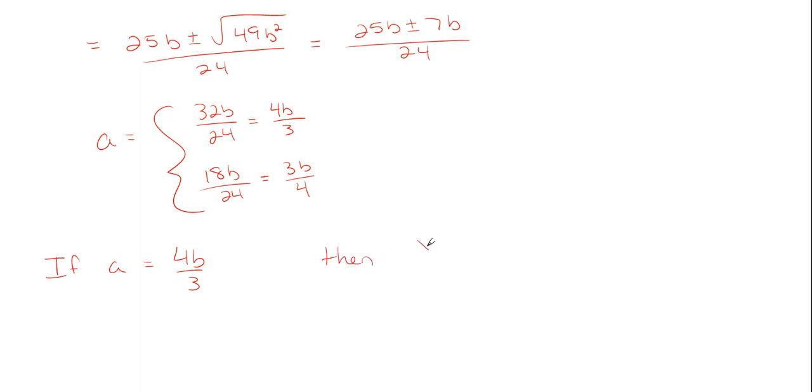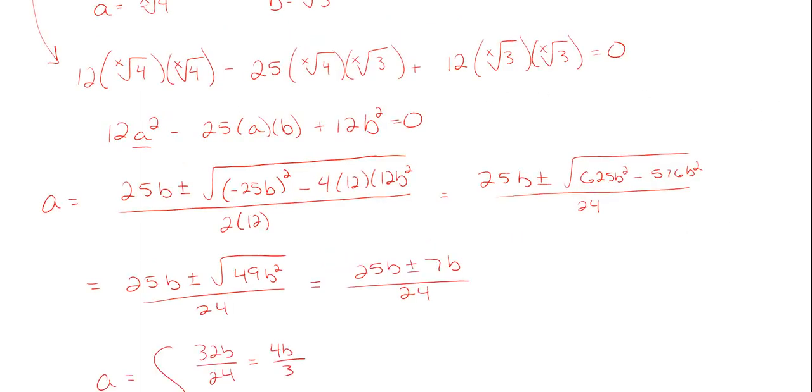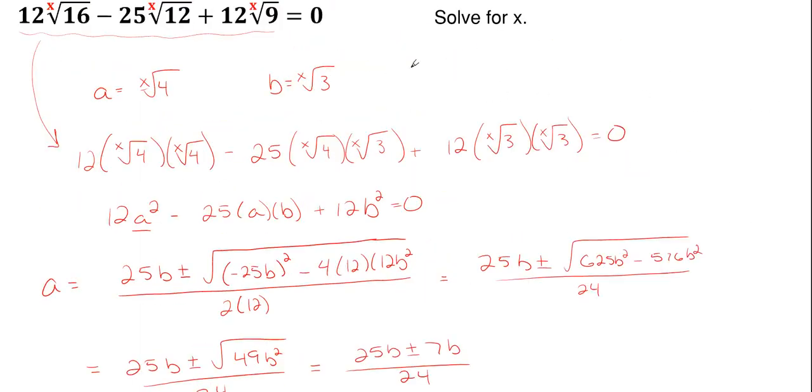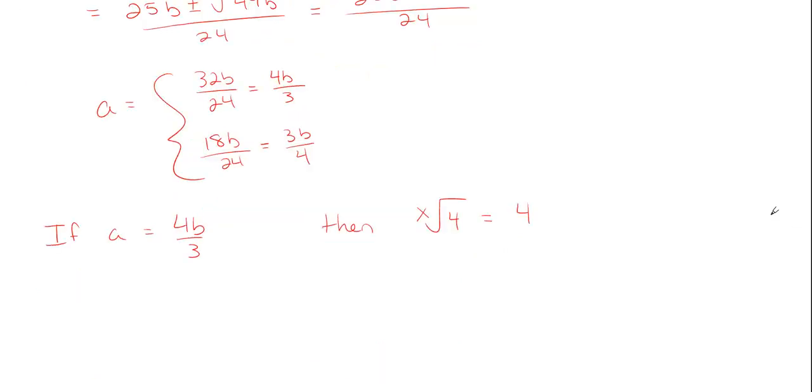Then that means that the xth root of 4, which a was originally set as, is equal to 4 times b, which b we originally set to the xth root of 3. So plug that in for b down here. So it's going to be 4 times the xth root of 3 over 3. So once again, we just have simple algebra that we have to work with here.